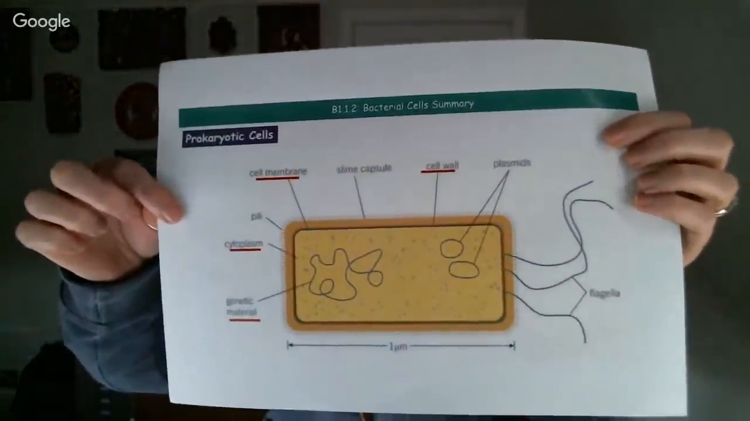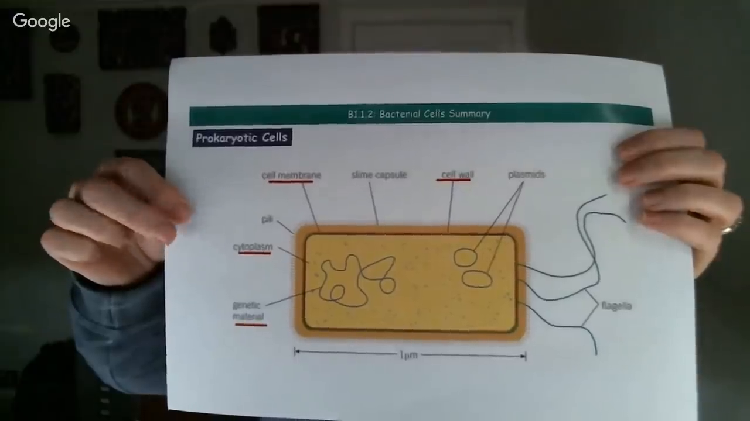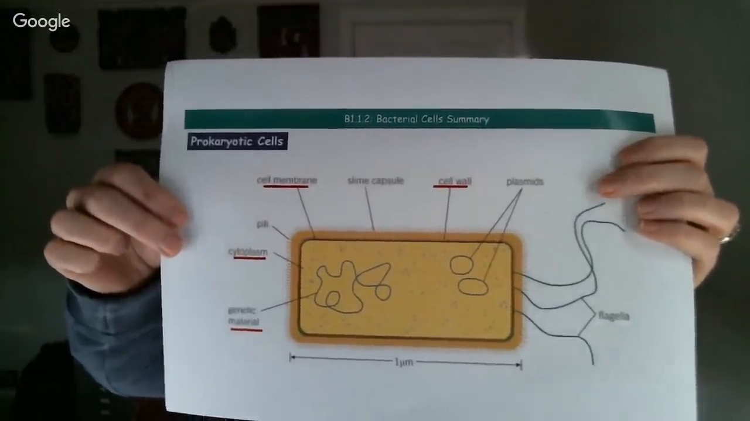And the vacuole contains the cell sap because as it fills with water, it pushes out against the wall and helps the plant stand upright. Third type of cell, the prokaryotic cells. So again, we've got those key parts that we need to know on there, remembering that the ones underlined in red are the ones that are in all, and the ones not underlined only in some.